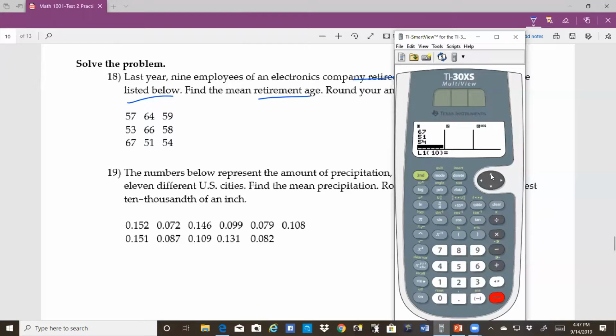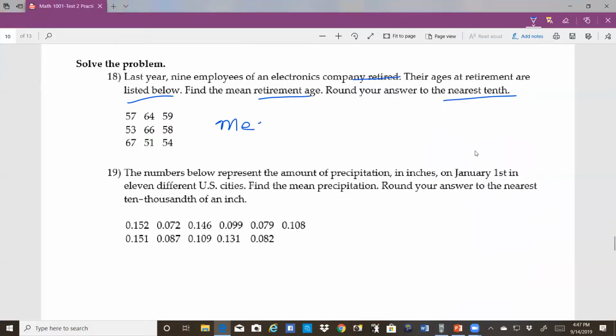If we had to do more for this, I would certainly go through here and check all your numbers, and it looks like we have them in correctly. So now we want to calculate the mean retirement age. So hit second, data, variable statistics on L1, frequency 1, and then hit calculate. And the mean is 58.777. So the mean is equal to 58.8 rounded to the nearest tenth.